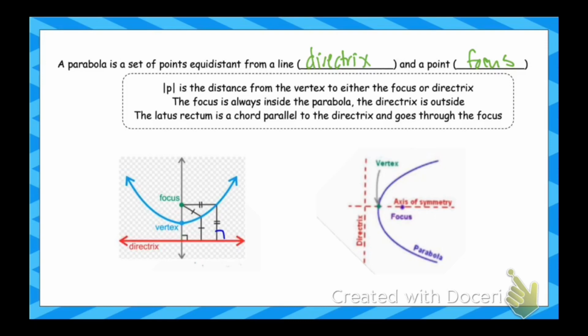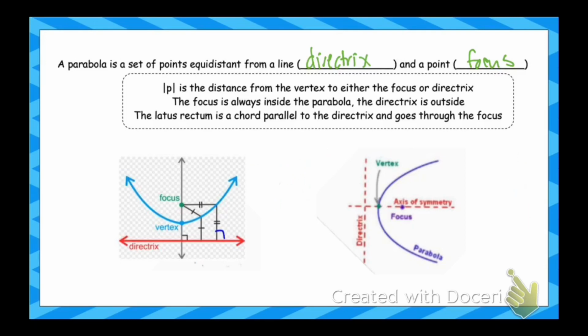Same thing if it's horizontal. That distance right there would be the same as this distance right here. And that's going to be that P value that we use in our equation. No matter which direction your parabola goes, the focus is always inside the parabola. The directrix is always outside the parabola. So the focus is inside, the directrix is outside.